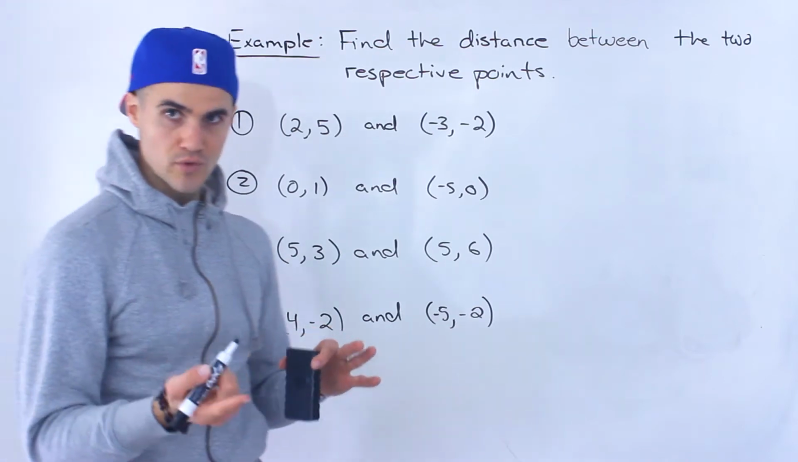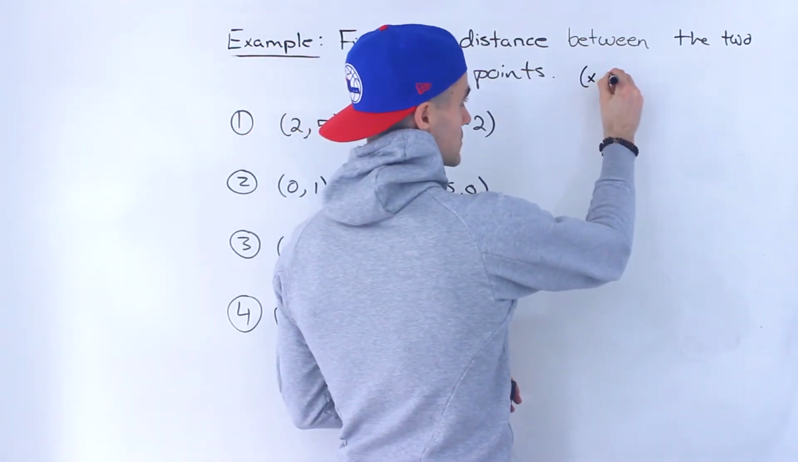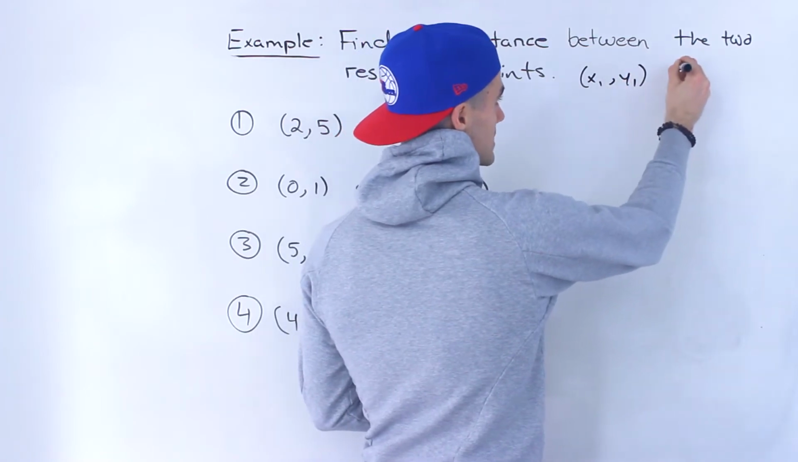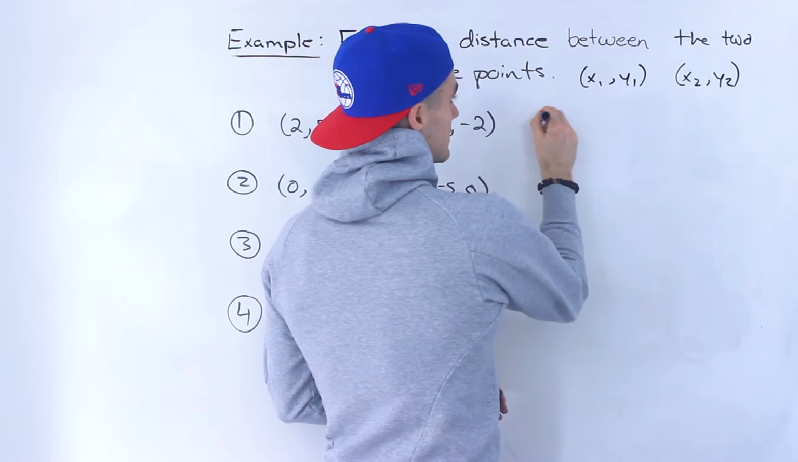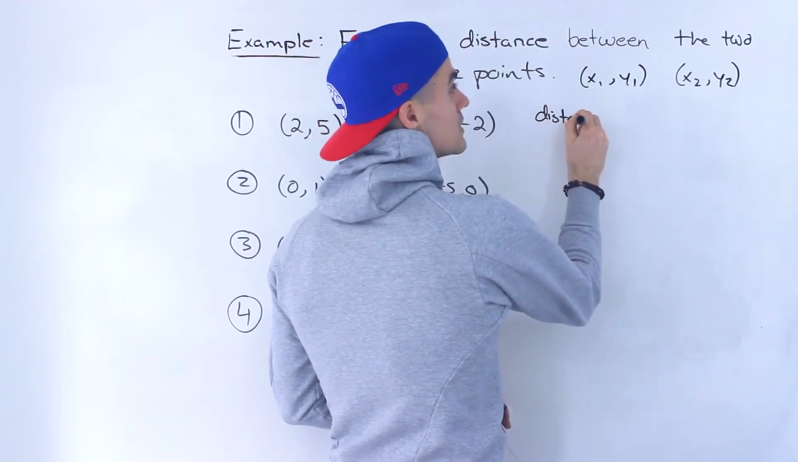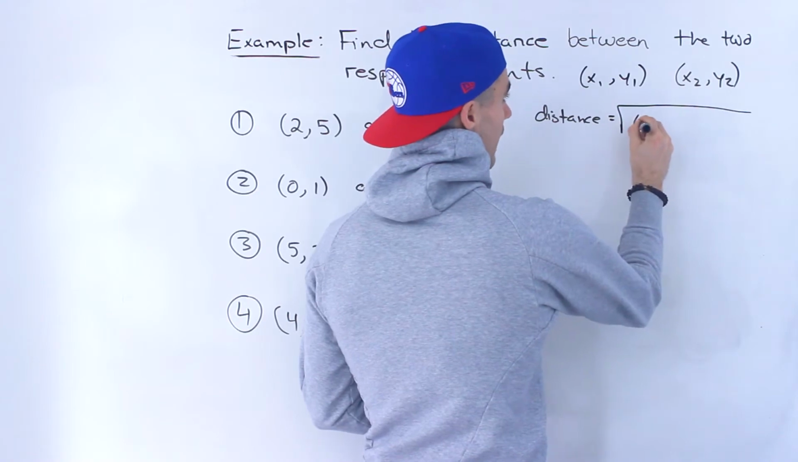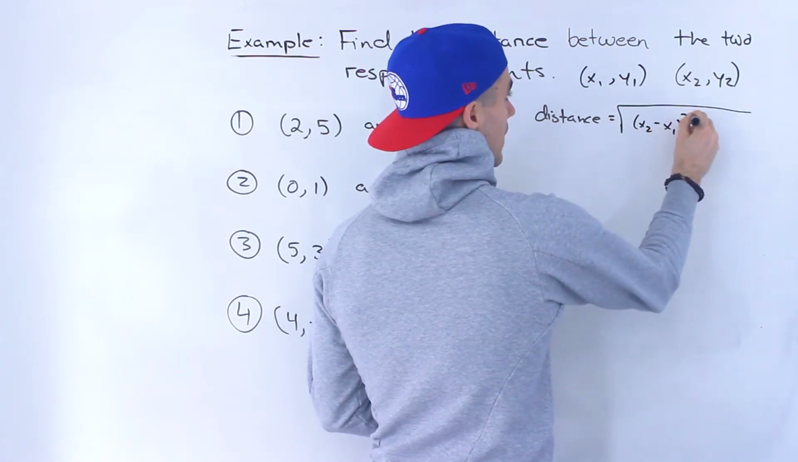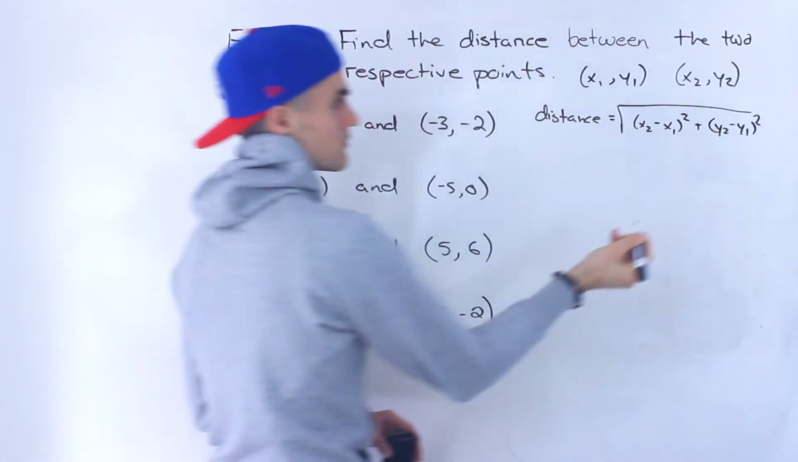In this video what we're going to do is find the distance between the two respective points in each of these four scenarios here. So to do a quick recap, if we have x1, y1, and then x2, y2, the distance between these two points in general is going to be the square root of x2 minus x1 to the power 2 plus y2 minus y1 to the power of 2.